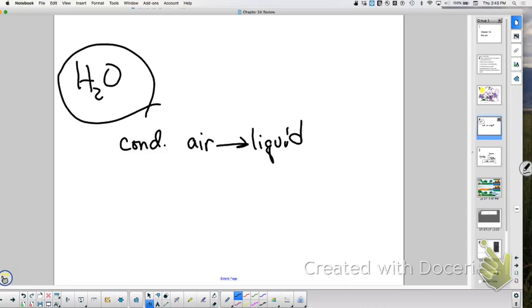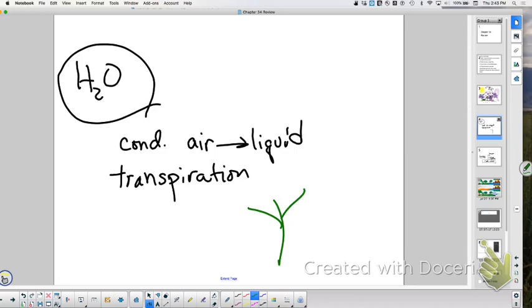What's another word you need to know about? Evaporation. What is transpiration? Transpiration is when you have plants and they have leaves and the water evaporates out of the leaves. That's transpiration. Okay? Give me another word. Precipitation. What's precipitation? Rain.